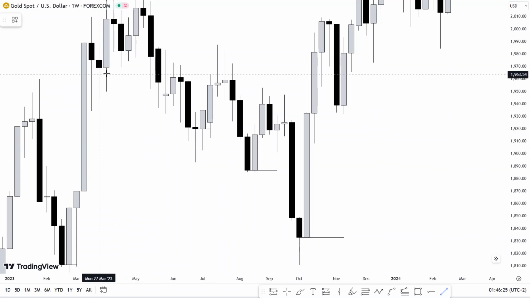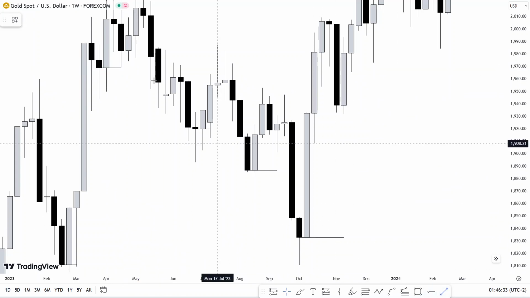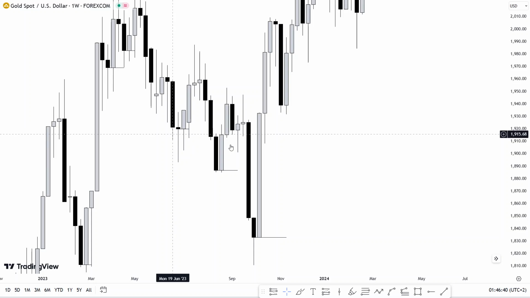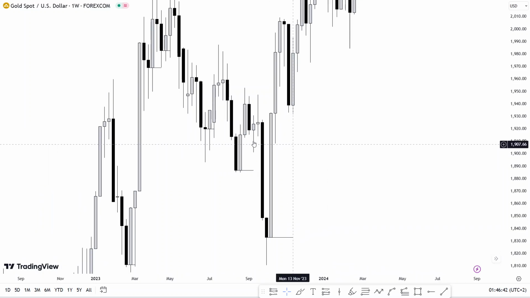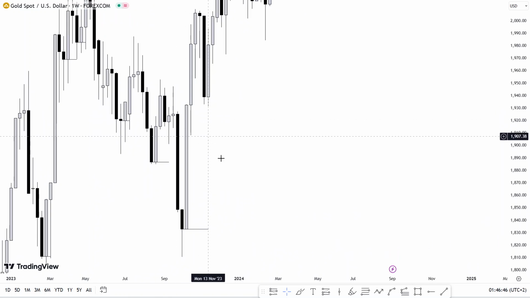Sell and then a buy right here. It doesn't matter if you tapped it or not. Sell and then a buy. This is your support level right here. That's basically how you train yourself. Sell and then a buy right here.